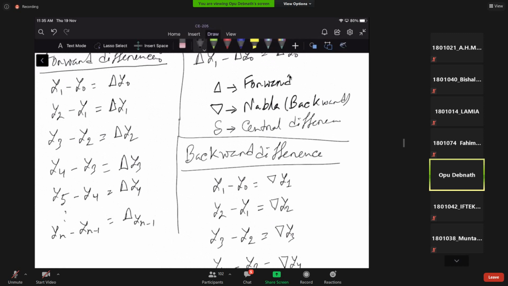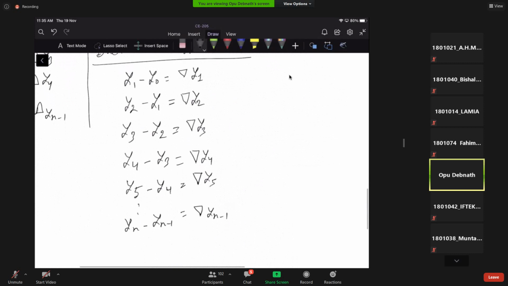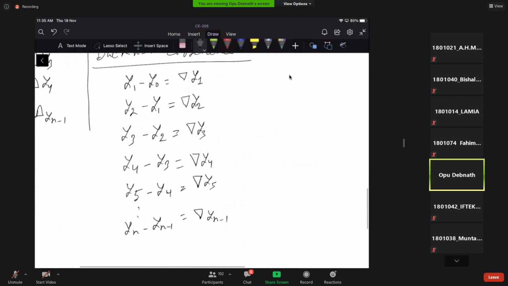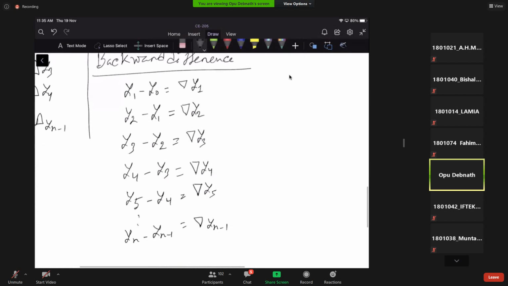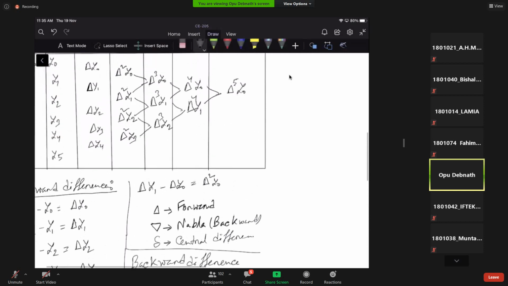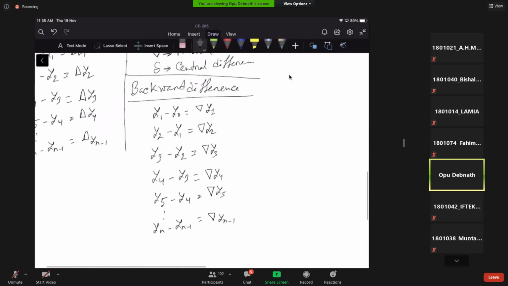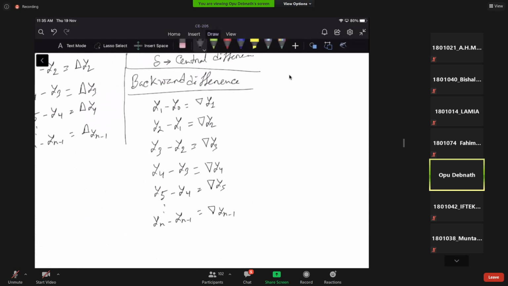So here you can see for forward difference, if you have up to fifth order, after completion of the first difference, it will be 4, 3, 2, 1, 0. And reversely for backward difference, it will be 5, 4, 3, 2, 1. That means for forward difference, we will start numbering from 0, 1, 2, 3, 4. But for backward difference, 5, 4, 3, 2, 1.